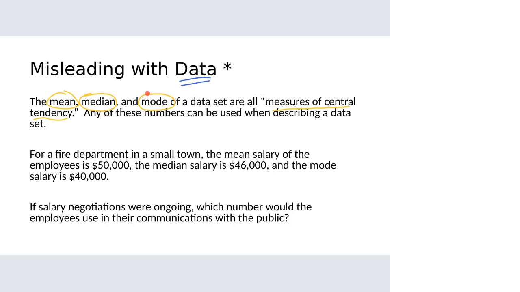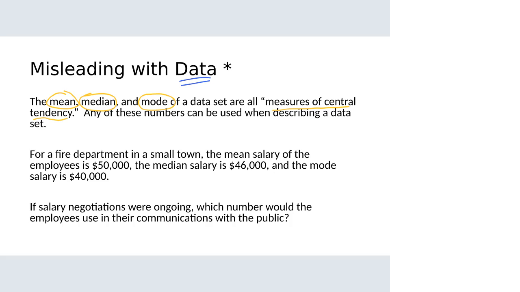So after you've calculated mean, median, and mode for a data set, you can use any one of those to describe the data set. For example, for a fire department in a small town, the mean salary of the employees is $50,000. The median salary is $46,000, and the mode salary is $40,000. If salary negotiations were ongoing, which of those numbers would the employees use in their communication with the public?